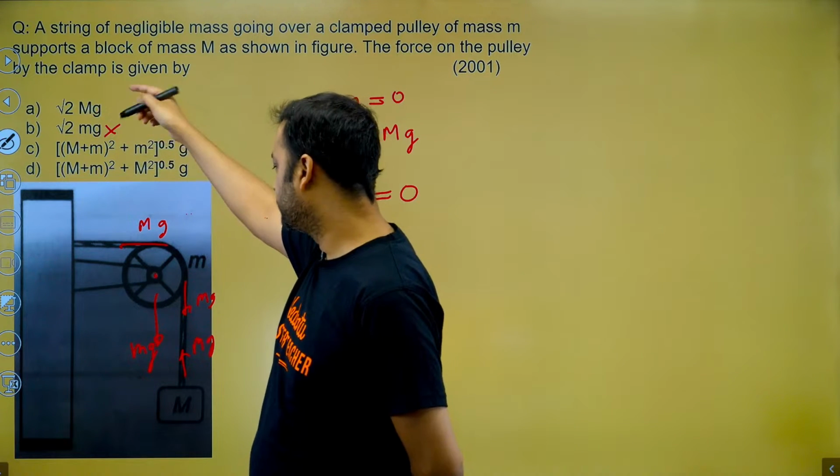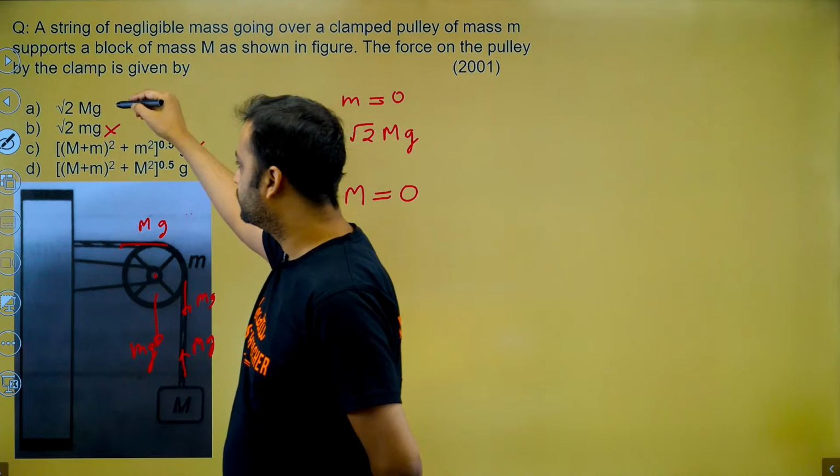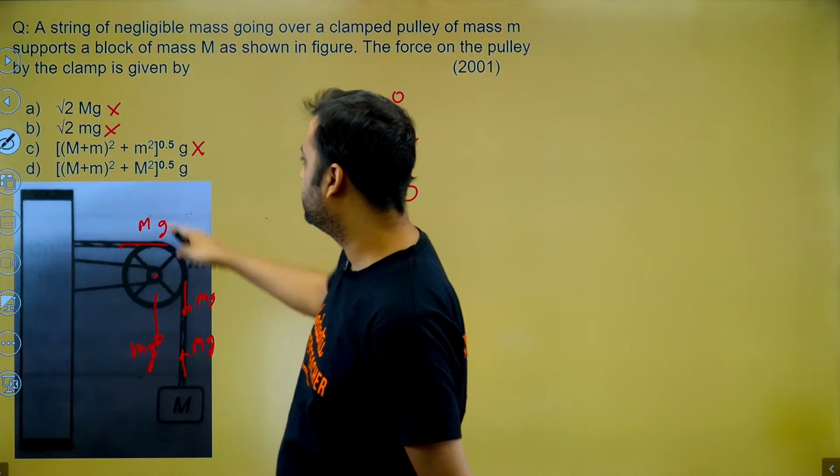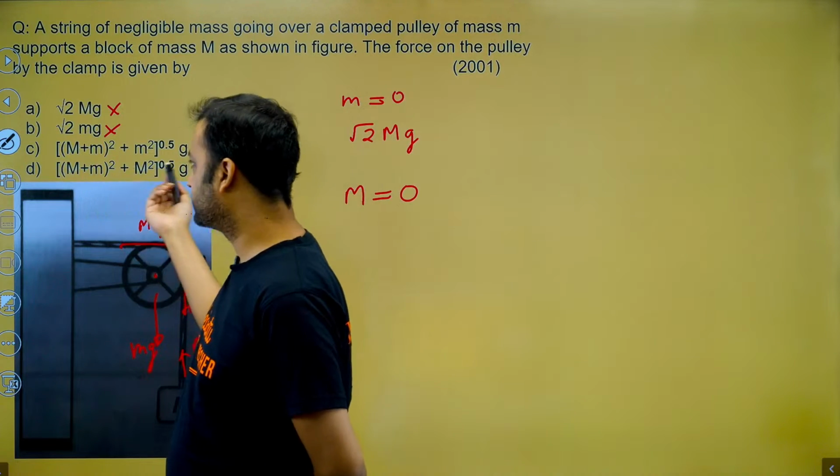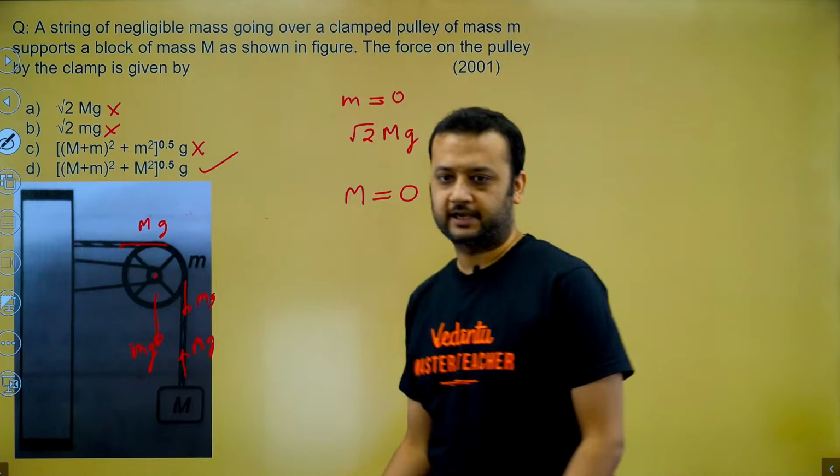You cannot put capital M equals 0, because then this answer becomes 0. So this is not possible. Here, if you put capital M equals 0, this answer becomes small mg, and the only option left is option D. So you can see option D is correct.